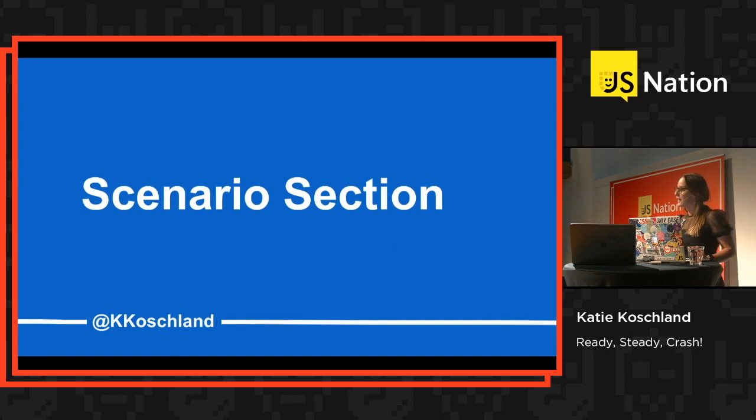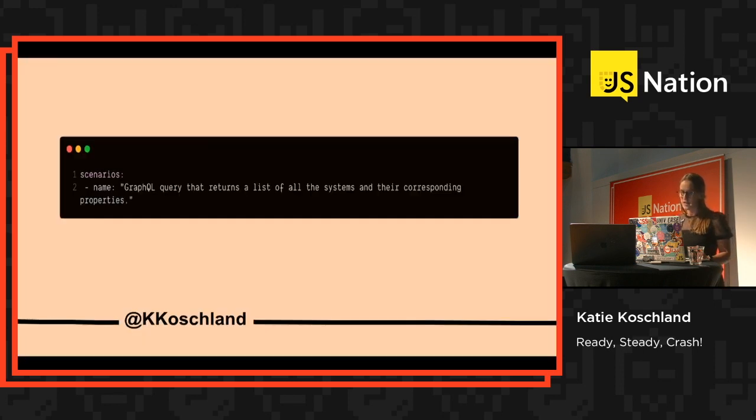Next, you have the scenarios section. This is where you identify what the virtual user's behavior is going to be during the test. So you define the type of request that the user is going to make. You start with naming the virtual user request. In this case, the user request was going to retrieve a list of all the systems at the FT and their corresponding properties.